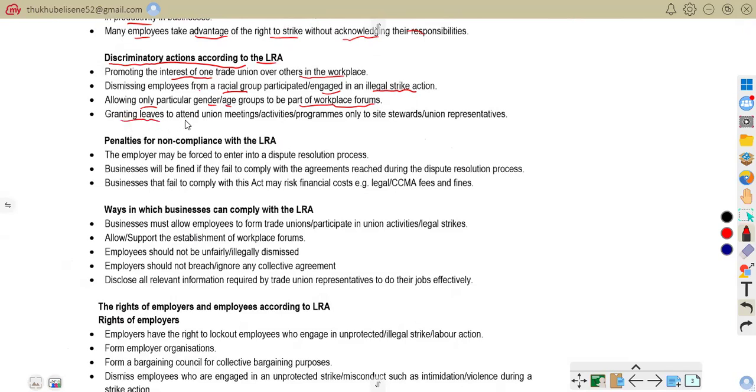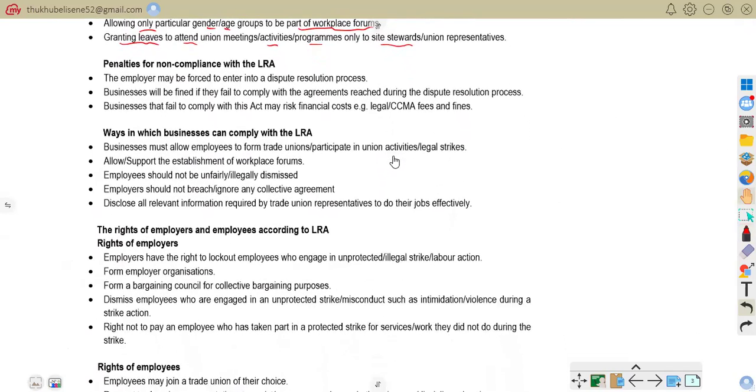Granting leave to attend union meetings, activities, programs only to shop stewards or union representatives. So you are giving leave only to certain union representatives. Only one union's stewards get time off for meetings. So that is that. So let us move on to penalties now.